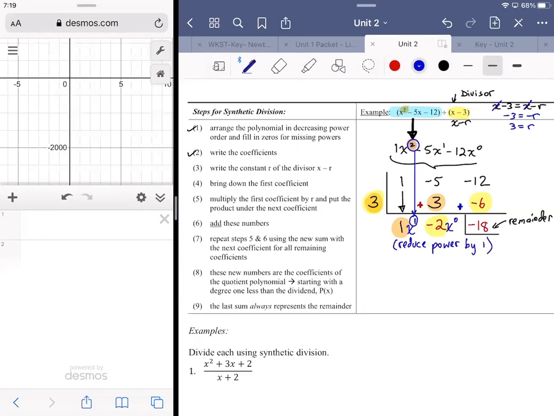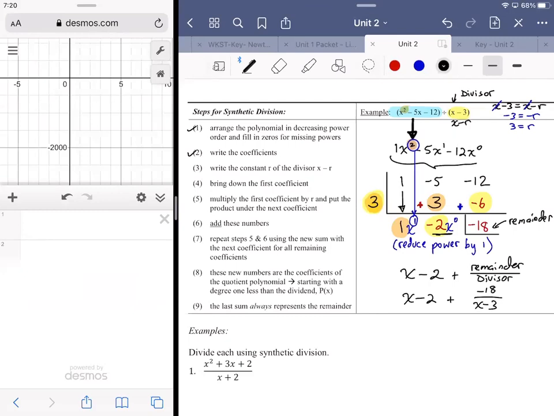So I'm looking at a 1x to the first, which is just x, minus 2x to the 0th, which is just a minus 2, and then plus the remainder divided by the divisor. So in this case, it's x minus 2 plus negative 18 over x minus 3. It's a fairly complicated process, but the more you do it, the easier it is to understand the process itself, and therefore know that you're doing it correctly.